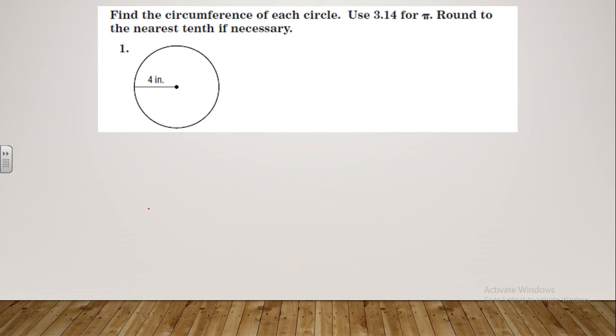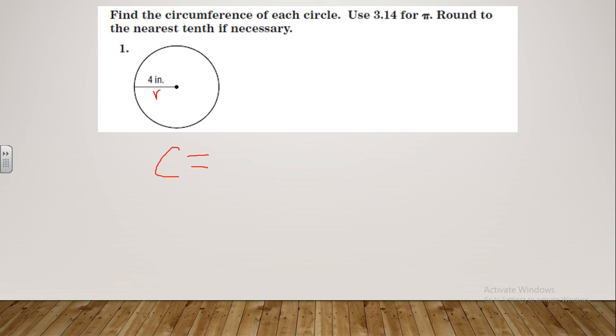Here I want you to find the circumference of each circle. Use 3.14 for pi. So here the pi will equal 3.14. Round to the nearest tenth if it's necessary. Okay, so the first one here, this line from the center to the circle, do you think that will be radius or diameter? Super, that's radius. So let's find the circumference together.